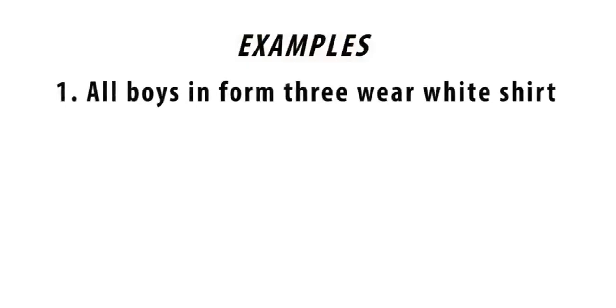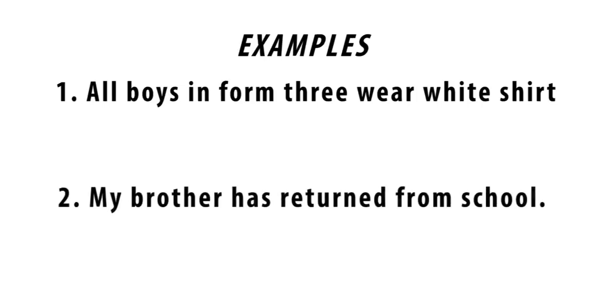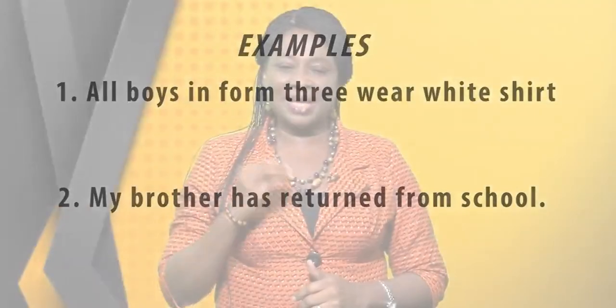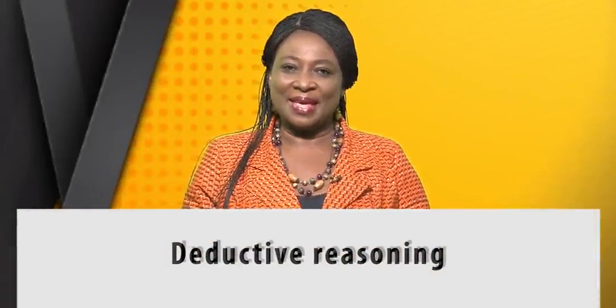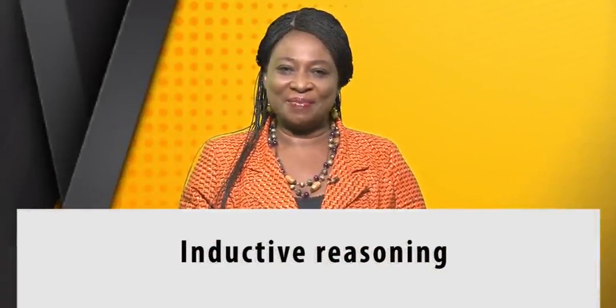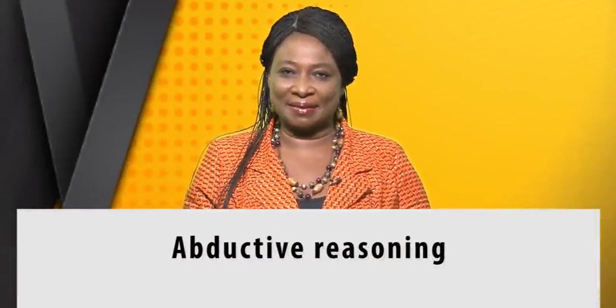Let us look at some examples of premises. 1. All boys in Form 3 wear white shirts. Here is another one. My brother has returned from school. Some types of logical reasoning include deductive reasoning, inductive reasoning, and abductive reasoning.